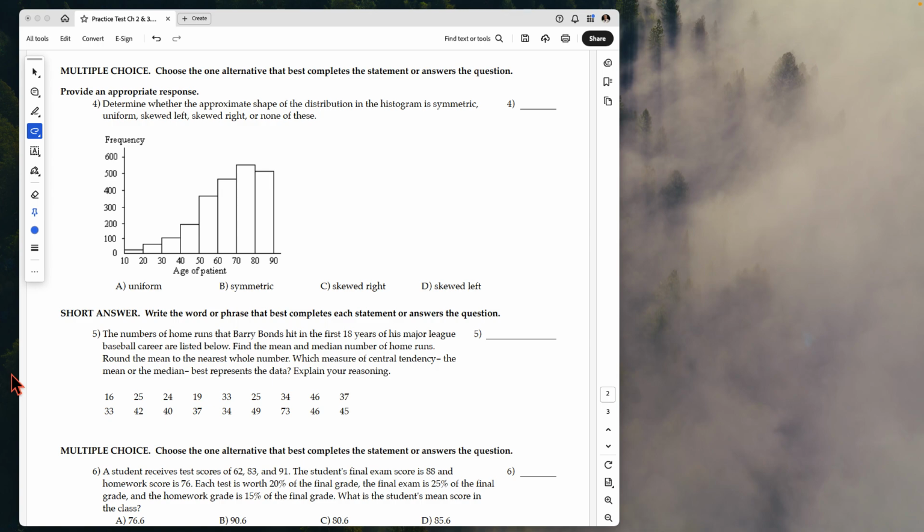Continue here with question 4. We're given a histogram. Determine whether the approximate shape of the distribution of the histogram is symmetric, uniform, skewed left, skewed right, or none of these.